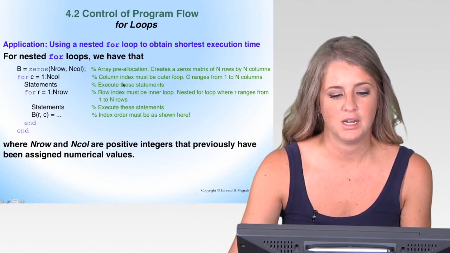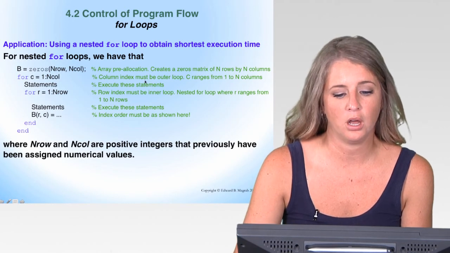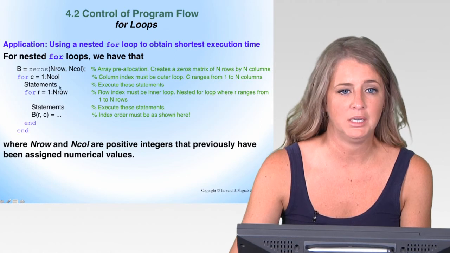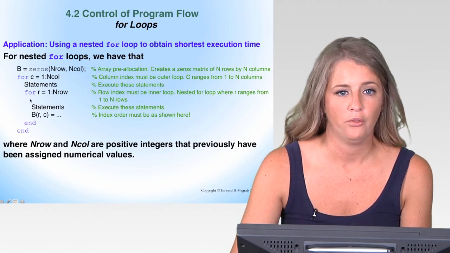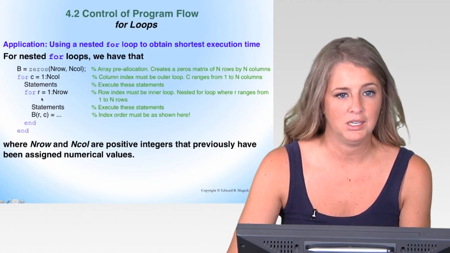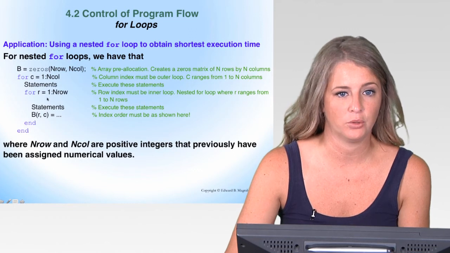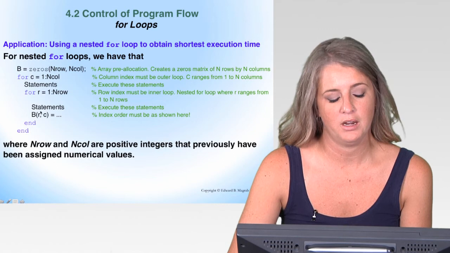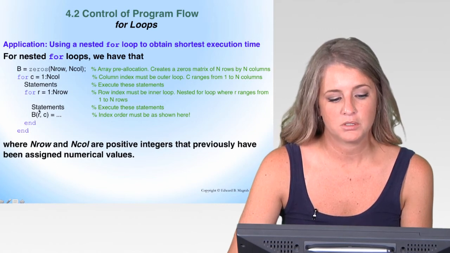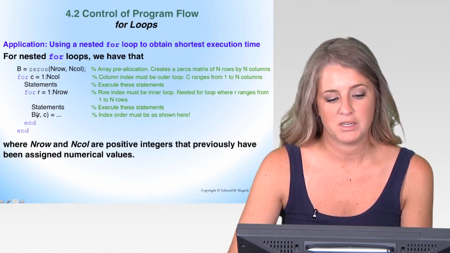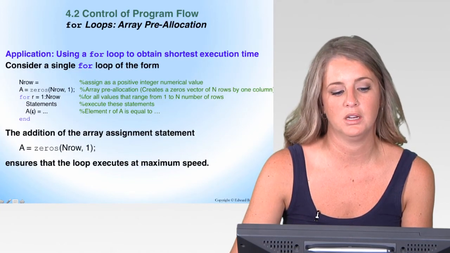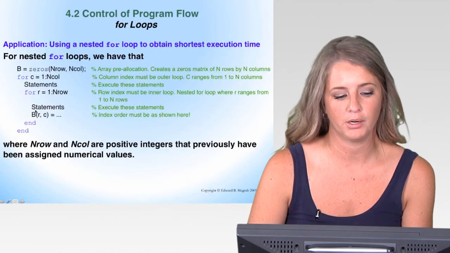And then now with our for loop, it's creating a column index. Now note that the column index must be the outer for loop. The row index must be the inner for loop, the nested for loop here. And then we evaluate our statements, and when we're doing our subscript notation, we have to specify a row and a column, as opposed to before where we just identified the row number.